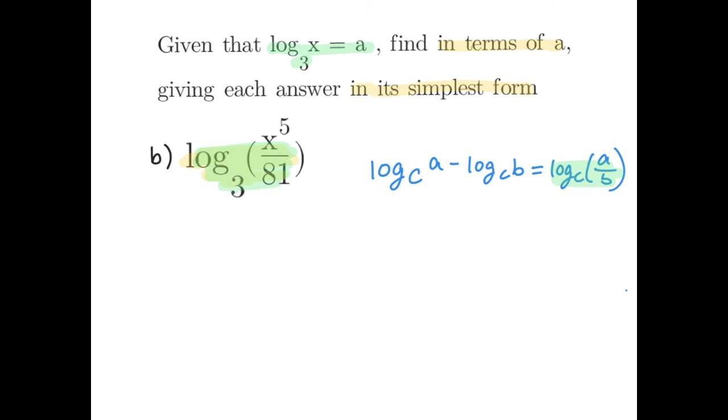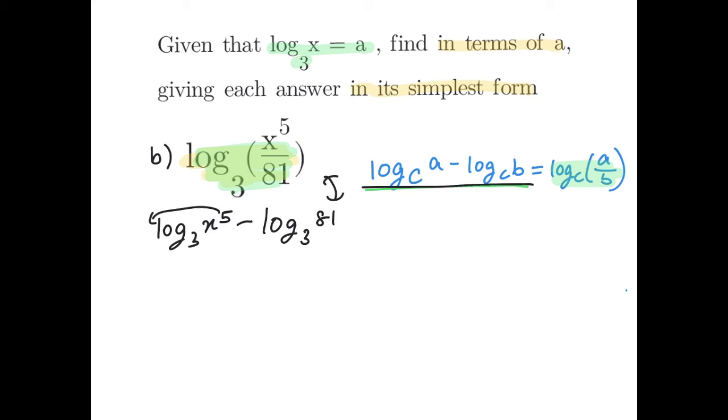This expression looks very similar to each other. So if we rewrite it in this form, what would we get? So we get log 3 x to the power of 5 minus log 3 81. Because we're rewriting it like this, these two values are still equal to each other. So we can send the 5 to the beginning of the log because that's another log law. So we get 5 log 3x minus log 3 81.